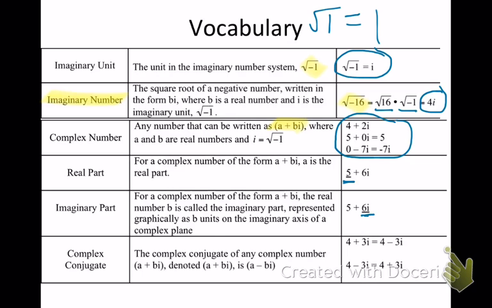A complex conjugate of any complex number, a plus bi, is now going to be a minus bi. Okay? So somebody earlier was like, well, it's like the opposite. No, because the opposite would technically be negative 4 plus 3i. But what is opposite is my imaginary part. So I'm switching the sign in my imaginary part. Okay, that's the complex conjugate.